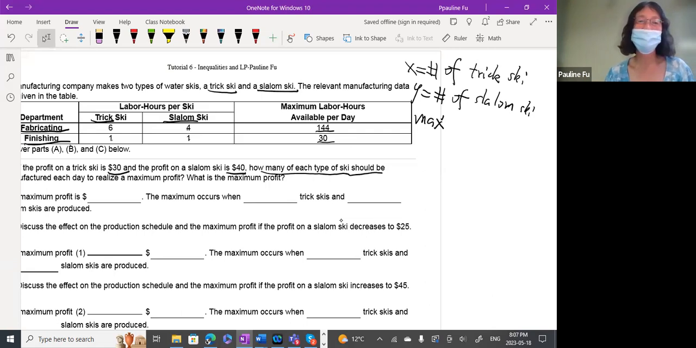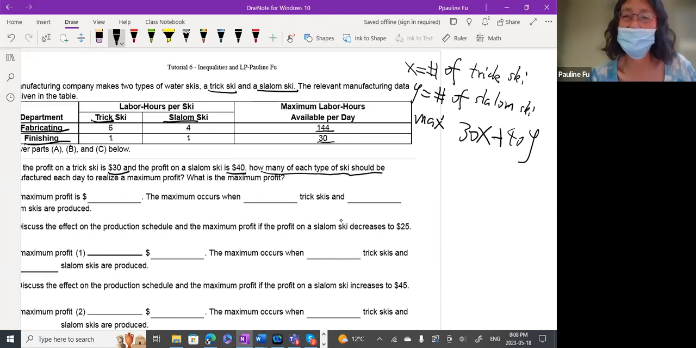When you sell 1 unit of a trick ski, you get $30. Now I have X skis, so you have 30X profit for trick skis. When you sell 1 slalom ski, you get $40. How many slalom skis do you have? Y. So this is your objective function, 30x plus 40y. And you want to maximize this objective function, because it represents profit. So maximum 30x plus 40y.